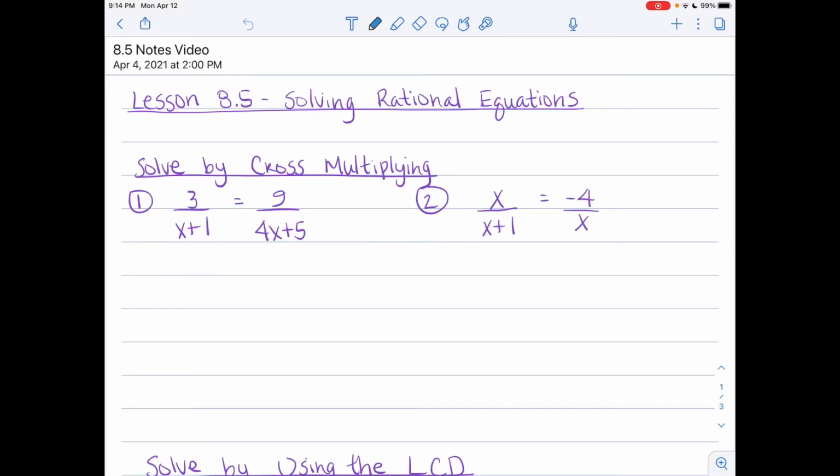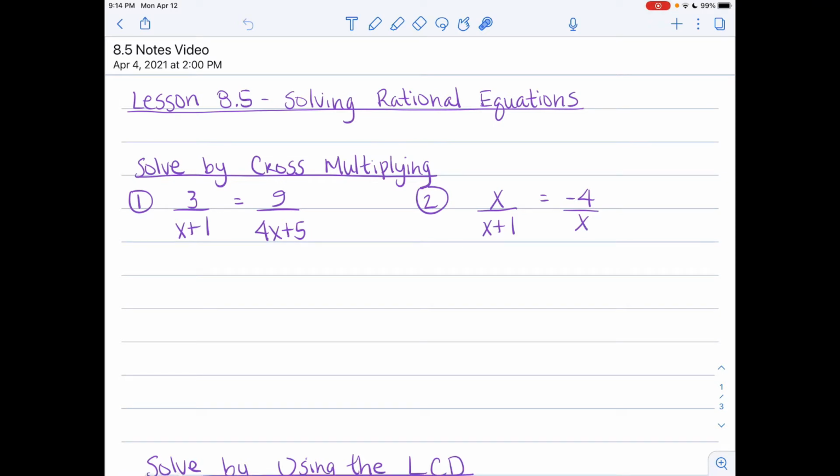Hi everyone, today we're going to be talking about lesson 8.5, which is solving rational equations. There are two methods for doing this, and I'm going to show you some examples of each and when to use them. So the first method is solving by cross multiplying, which you learned I think back in middle school.